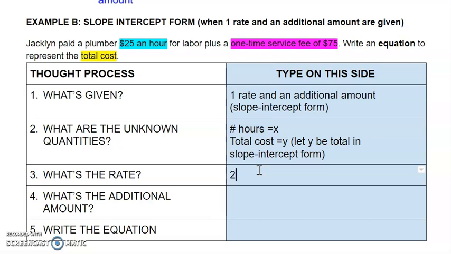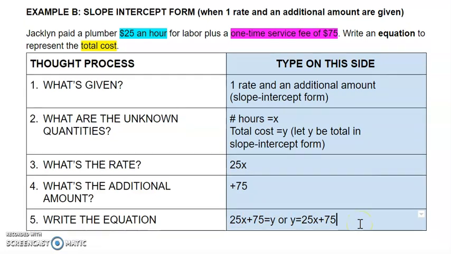Okay, our rate is $25 per hour, so 25 times x. The additional amount is this one-time fee, and it's positive 75. Okay, so I put it together. $25 per hour plus the 75 fee will give me my total amount. You could type this the other way, y equals 25x plus 75. But just know what this means: $25 per hour plus the fee gives me my total cost.